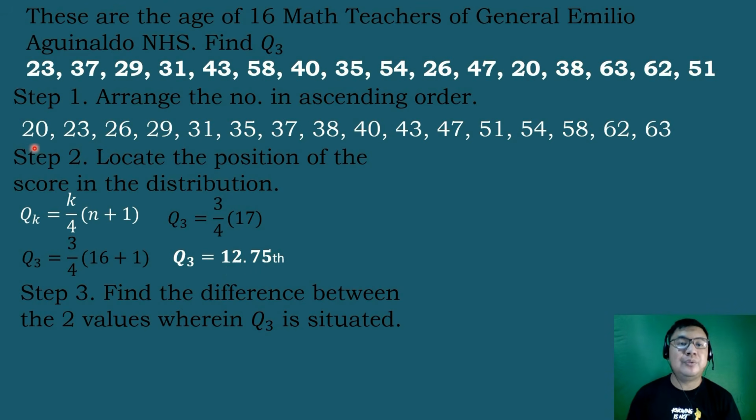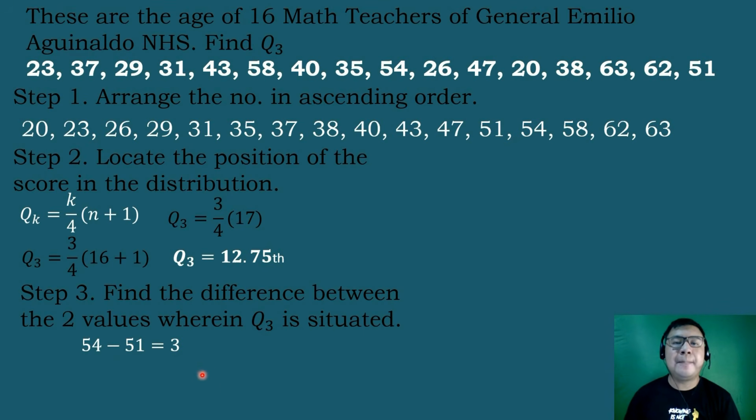So we will count the 12th and the 13th number in this set of scores, the one that we have arranged in ascending order. This will be the first one, the second, third, fourth, fifth, sixth, seventh, eighth, ninth, 10th, 11th, 12th, 13th. So the numbers are 51 and 54. We will subtract these two numbers, 54 minus 51, and that is equal to 3.